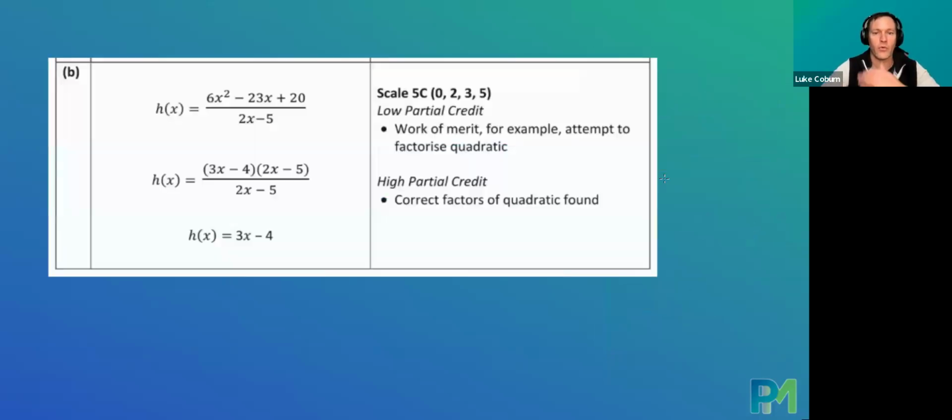Okay, brilliant. So let's have a look here. This is only 5 marks. Sometimes you see the amount of work that goes in, and you think, really, only 5 marks? But this is just the way it goes.